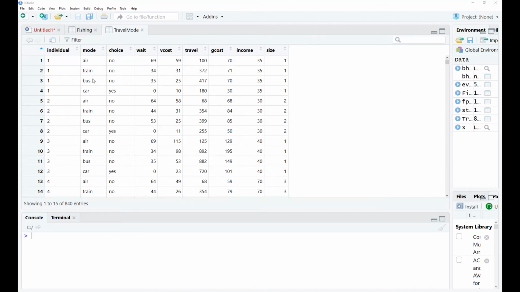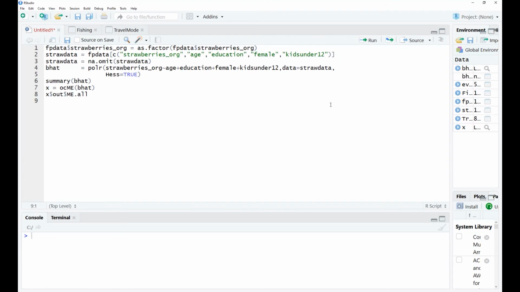Okay, now in order to estimate those models, we have to let R know how the model is set up, or how the data is actually set up. Now, we said that fishing is in the wide format, where we have 1 row per individual respondent. So we have to let R know that that is the case.